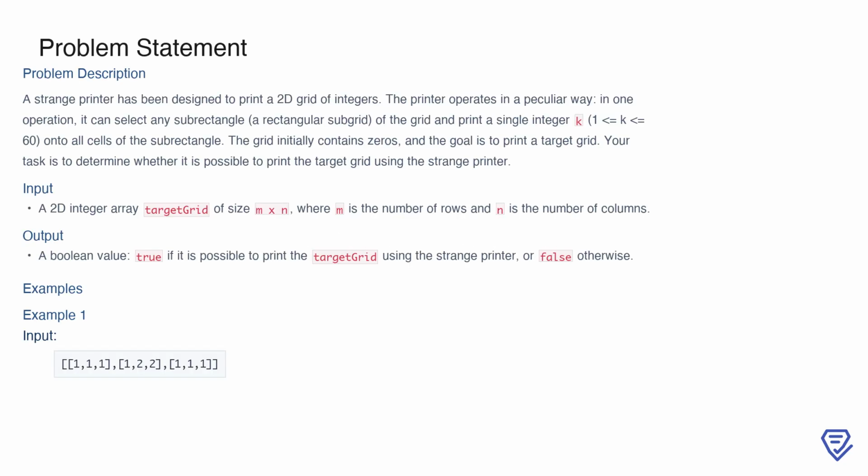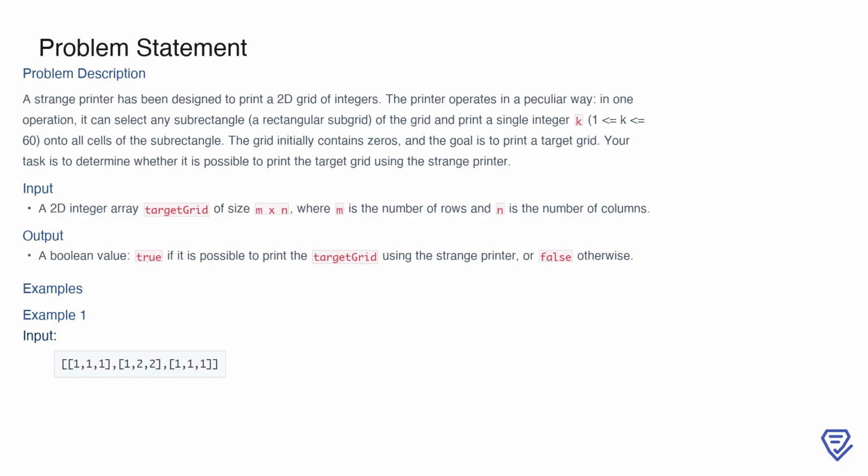In this problem, we are working with a strange printer that can print a specific value on a rectangular section of a 2D grid. Initially, the grid is filled with zeros, and the printer allows us to select any subrectangle and assign a single value k to all cells within that subrectangle. The goal is to determine whether it is possible to use this printer to create a given target grid. The target grid is represented as a 2D integer array, where each cell holds a value between 1 and 60.